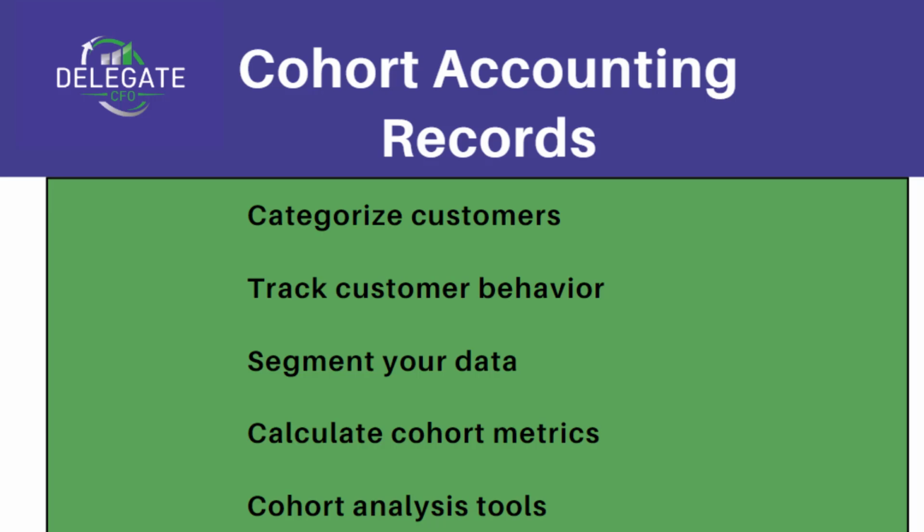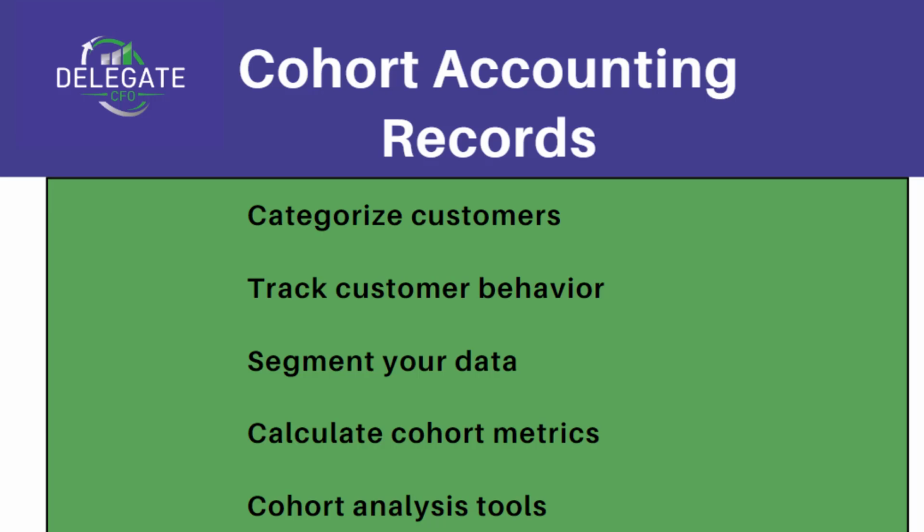Next, obviously calculate cohort metrics. Determine the key metrics for each cohort. Again, retention value, churn rate, revenue per customer. These will help you evaluate the performance of each cohort over time and identify areas for improvement. And then obviously use an analysis tool. Utilize an analysis tool such as Mixpanel, Amplitude, Google Analytics, so you can visualize and analyze your data. This will help you identify trends, patterns, insights, and so forth.